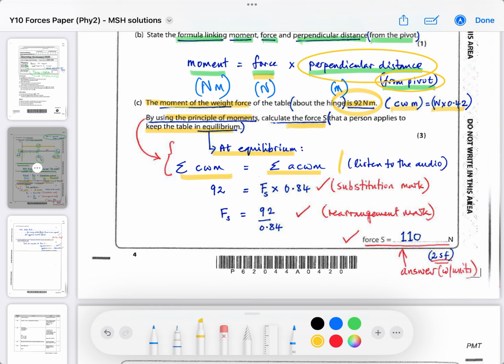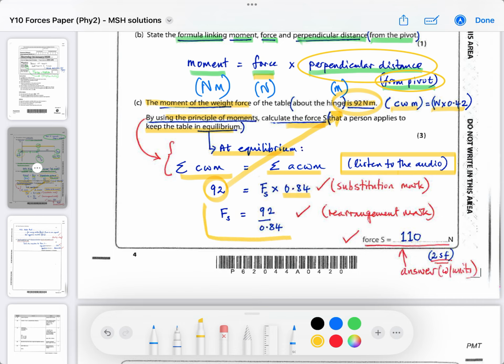It's always important that you've listened to the audio in these videos to get the full understanding. So we know that the clockwise moment they've given us is 92 newton meters. They've given it to us in the question. Then we know the distance to the Fs force is 0.84. So the only unknown is Fs.